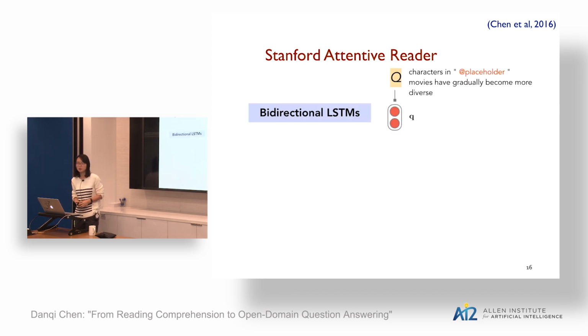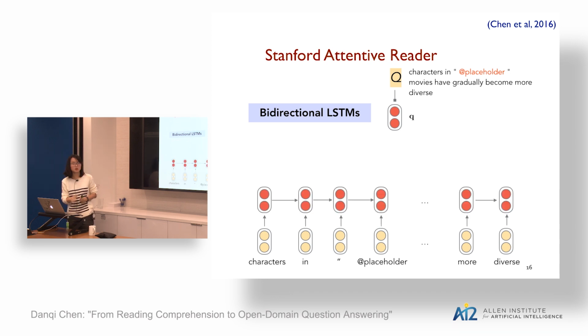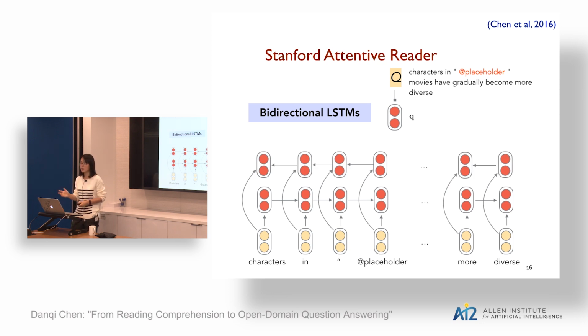So I'll talk about how this model works exactly. We first try to encode this question representation. We have this question, including this placeholder. Then we encode each word in the question with a vector representation, using word embeddings. Then we run a forward LSTM from left to right, then another LSTM from right to left. Finally, we concatenate the representations of the last 10 steps and get this question representation.